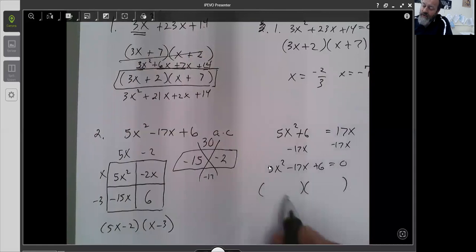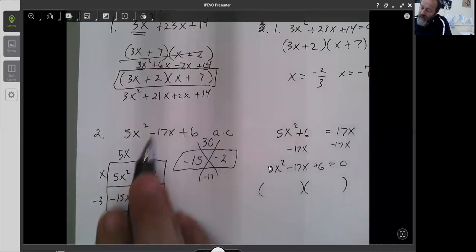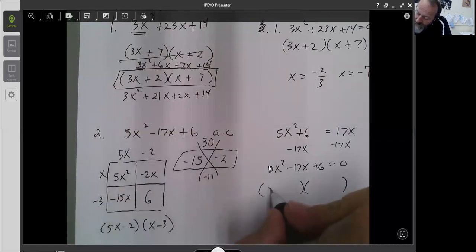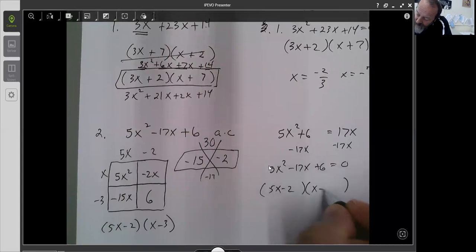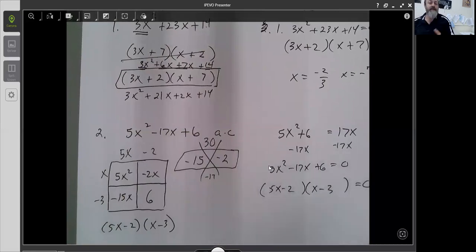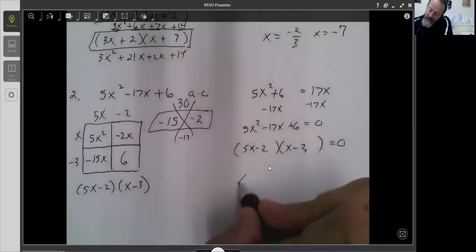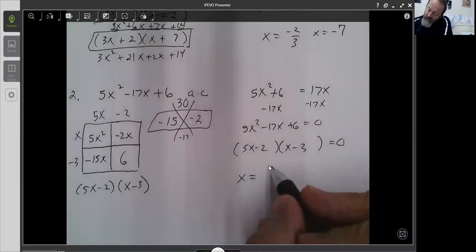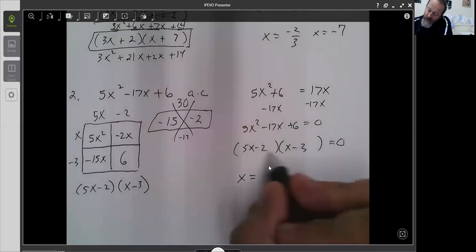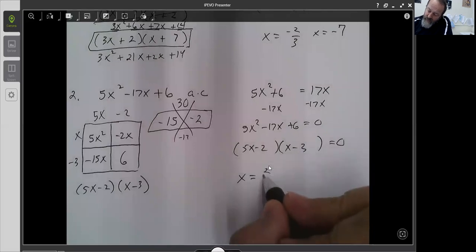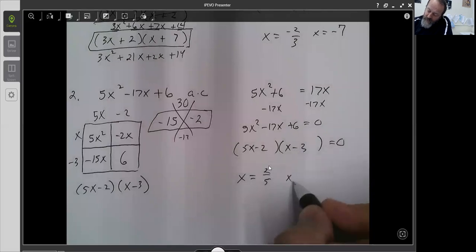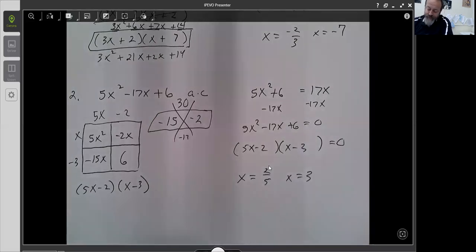Now I have a factorable situation. I'm kind of where I was over here. I would go through that process to factor it. Now factoring is not the solution, but a tool to help me find that solution. And just like that previous problem, I could look at it and say, well, what number would make 0 happen? This one would be positive 2/5, and this one would be positive 3.